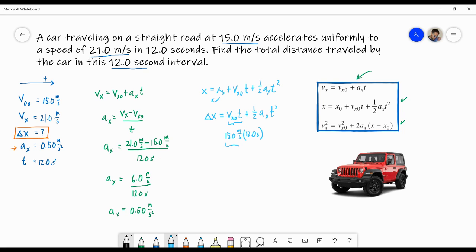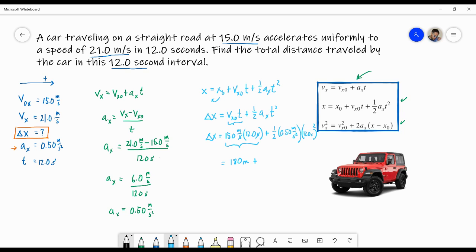And again, this would be what I would get if there was no acceleration whatsoever. So this is my position that would happen if I wasn't accelerating. But I am accelerating, so I get to add on a little extra. So plus 1/2 times my 0.50 meters per second squared times my time, which is 12 seconds quantity squared. All right, so this first part, 15 times 12 meters per second times seconds, the seconds are going to cancel out here, and I'm going to be left with meters. And so I end up with 180 meters. 3 significant figures on that one.